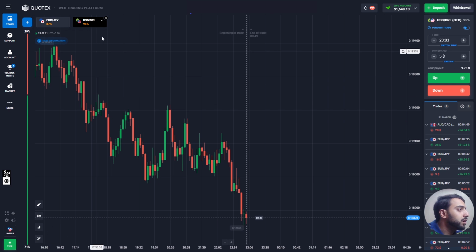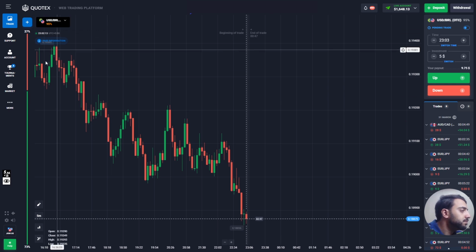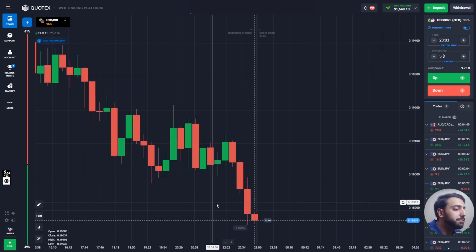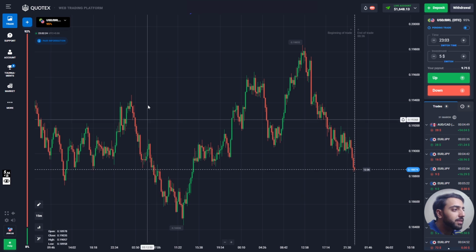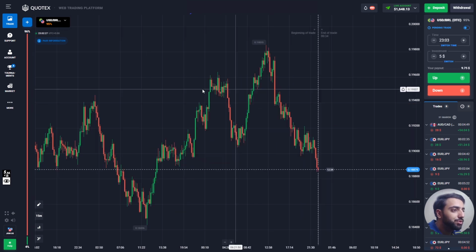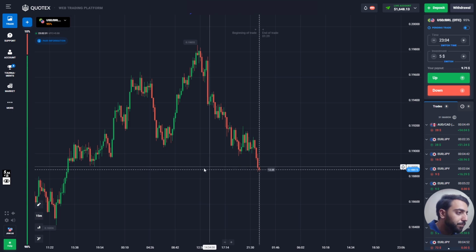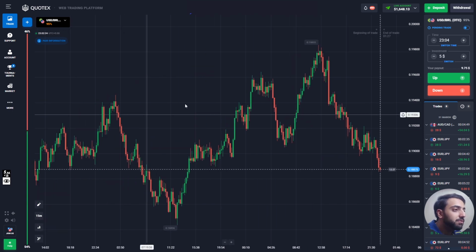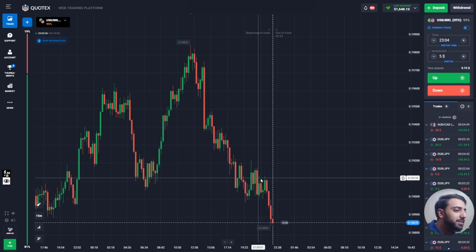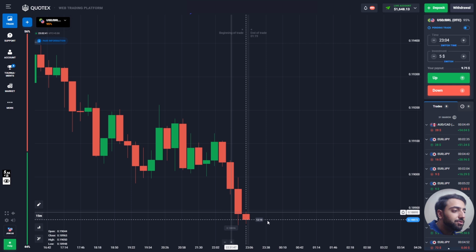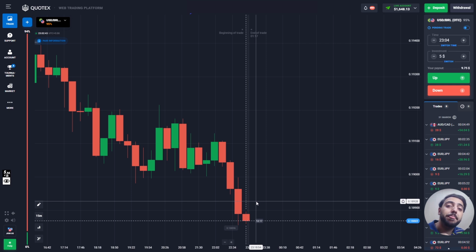So as you can see, here we have USD barrel. Here you have to go and select the 15-minute time frame. As you can see, this is a 15-minute time frame. Here you can see there is a little bit bullish trend, and now it's a bearish trend. It's a downtrend. The past price action was bullish and the current price action is bearish. So can we place a trade right over there? No, that's not a good point where we can place our trade.